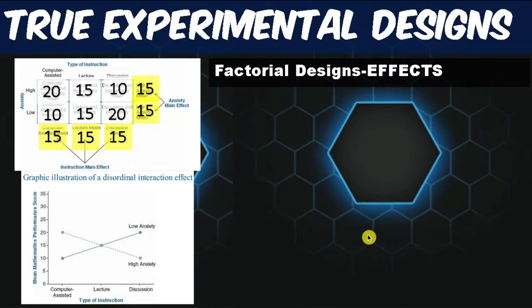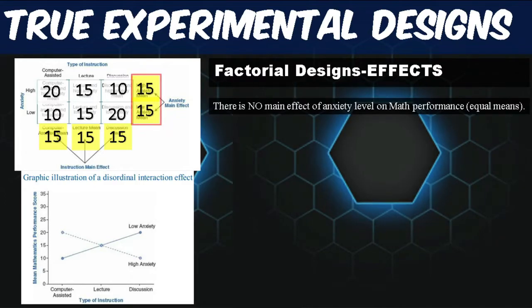What if the data gathered from the same experiment looks like this? Can we conclude the same about the main effects and the interaction between the variables? For example, the main effect of anxiety on math performance, the answer is no. This is where we could say that there is no main effect, although there is a further test to verify whether there is actually no main effect. But based on the means that we see here, they're equal. Most probably there is no main effect of the independent variable anxiety on the math performance.